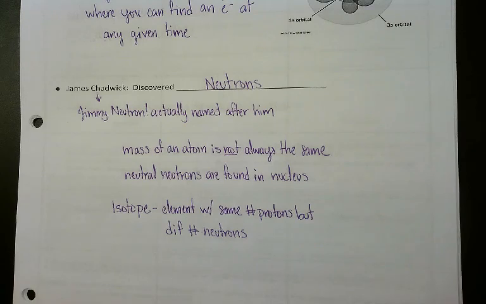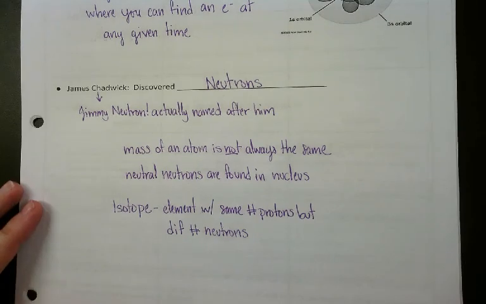So carbon is a really common one. Carbon's average atomic mass is 12. That's the mass of most carbon atoms. Some carbon atoms, though, have a mass of 14. So if you've heard of carbon-14, that's an isotope of carbon. We've got carbon-12, carbon-14. Those are different masses of the same element.